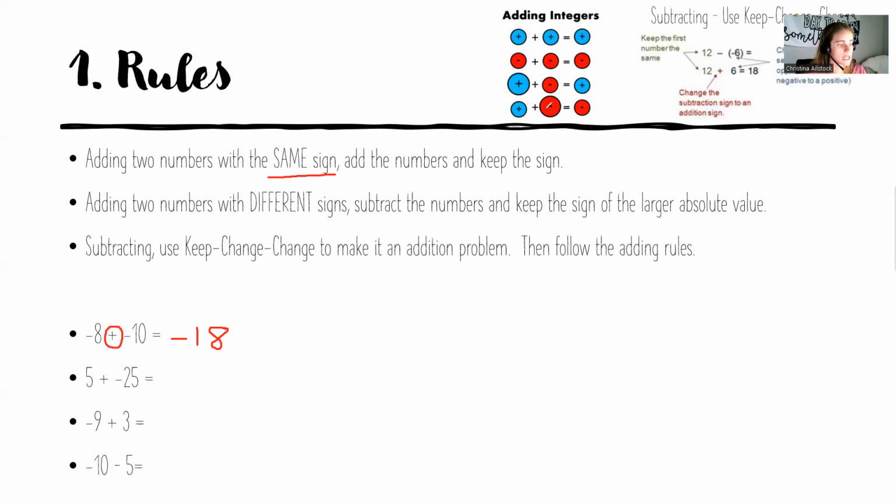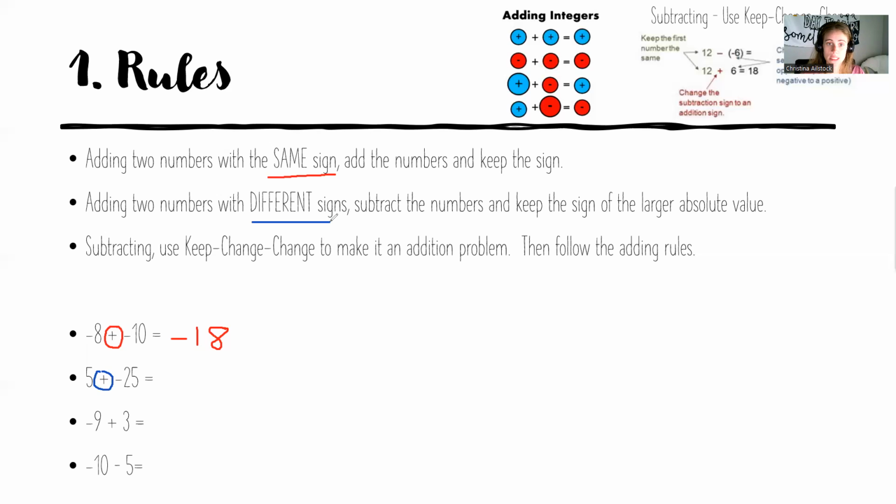All right, for our second example, 5 plus -25. Once again, am I adding or subtracting? We are adding. So now that I know that I'm adding, do these numbers have the same sign or different signs? They have different signs. The 5 is a positive number and the 25 is negative. So because their signs are different, we're going to subtract them and keep the sign of the larger absolute value.